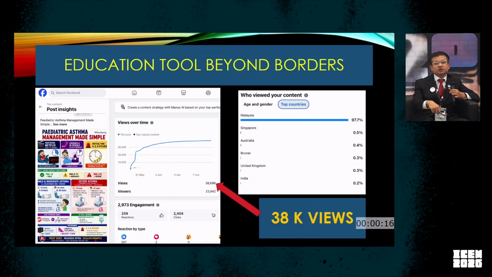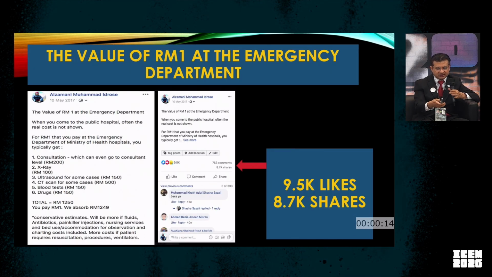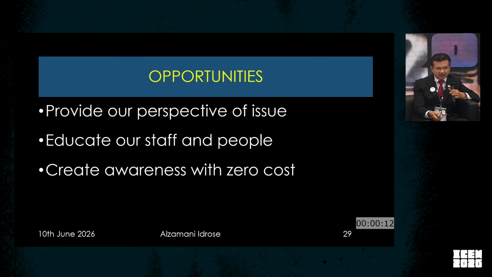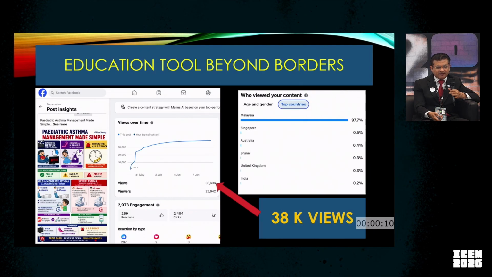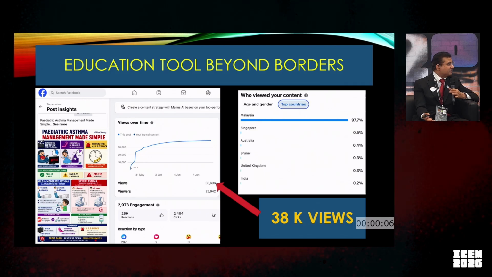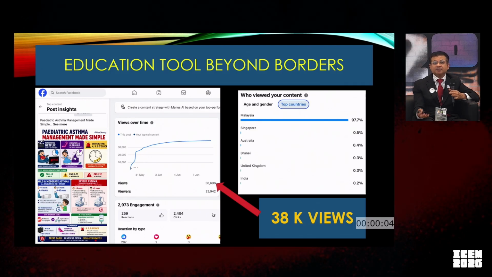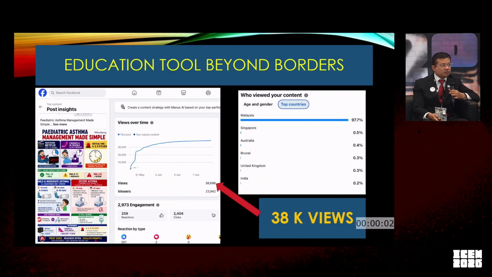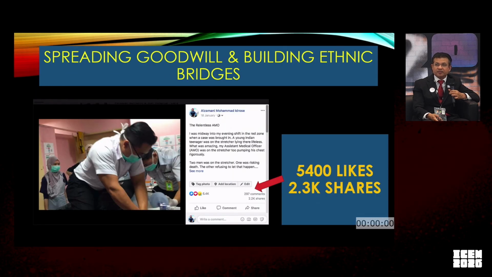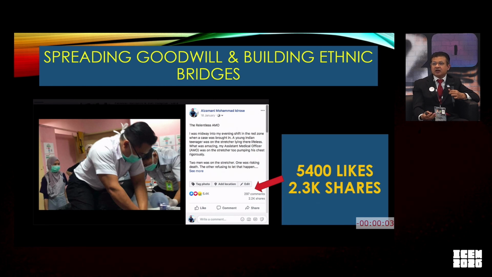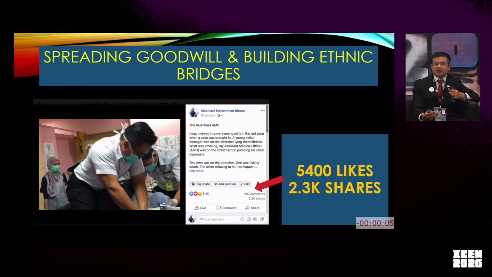But when I put it on social media, like this pediatric asthma video, for example, this was quite recent, I got 38,000 views just like that. Yes. That means I'm educating 38,000 people. And that, to me, is powerful at zero cost. And I'm trying to build a connectedness for people to believe, to come together.